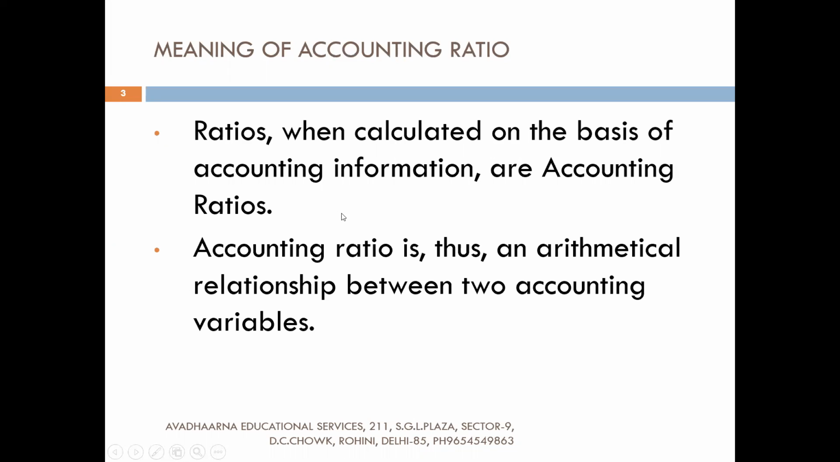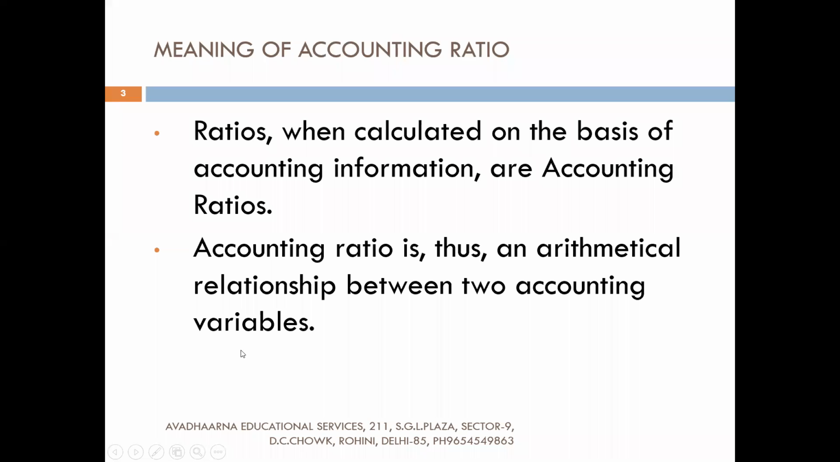Now we will calculate accounting ratios, and we are going to establish the relationship between different items of the financial statements, of your statement of profit and loss, and we are going to use them to analyze our performance, to analyze the efficiency of the business, to analyze the solvency of the business. Fine. So an accounting ratio is thus an arithmetical relationship between two accounting variables. It is an arithmetical relationship between two accounting variables.